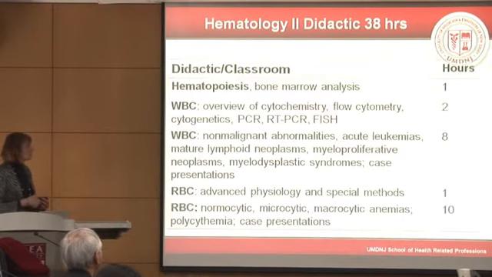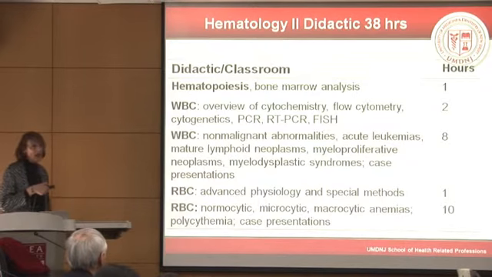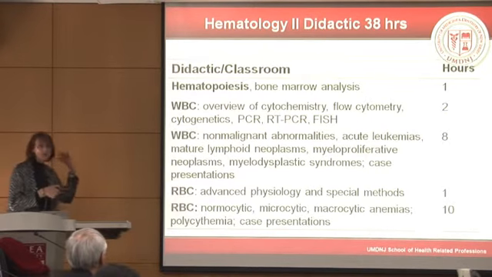In Hematology 2, here we cover a more in-depth study of hematopoiesis and bone marrow analysis. White cells, we cover an overview of cytochemistry, but we go into detail with flow cytometry, cytogenetics, PCR, RT-PCR, and FISH. Now, our students have had another course in molecular diagnostics that cover these molecular techniques, but we reinforce that and show how these methods are used in hematology.